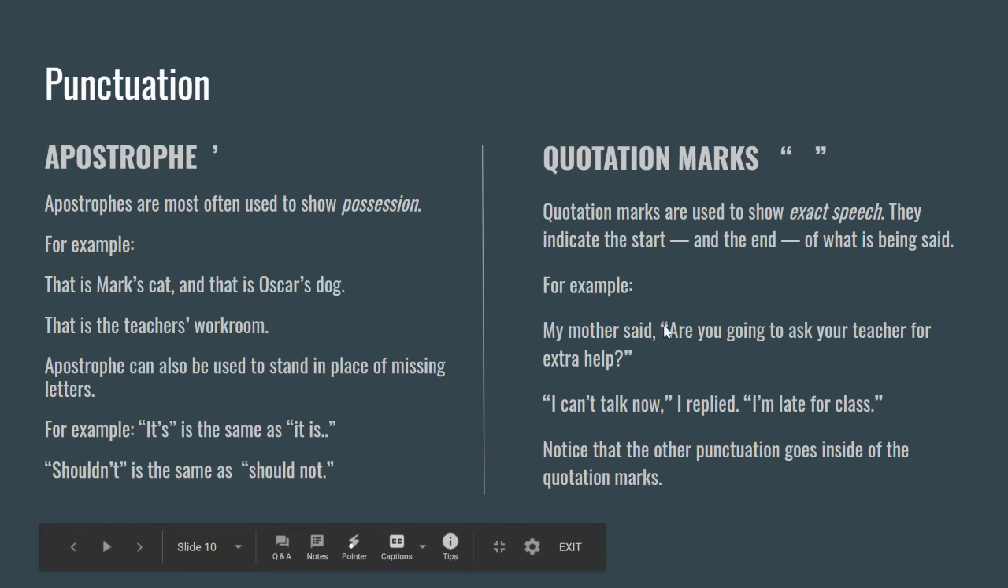So we have the quotation mark here and here, the beginning and the end, the beginning and the end, right? And the punctuation, the question mark, went inside. You'll see in this sentence, obviously, the person replies, "I can't talk now," "I'm late for class." We've got the "I replied" in there in the middle, right? It describes the person that's talking in this case. So that's the nature of quotation marks.